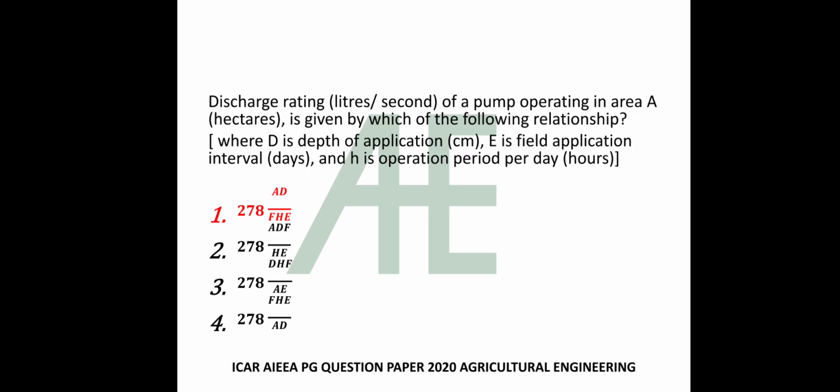Discharge rating in liters per second of a pump operating in an area of A hectares is given by which of the following relationships, where D is depth of application in centimeters, F is field application interval in days, and H is operation period per day in hours. Options: 278 AD divided by FHE, 278 ADF divided by HE, 278 DHF by AE, 278 FHE divided by AD. After arranging the units, we will get the correct answer, which is 278 AD divided by FHE.